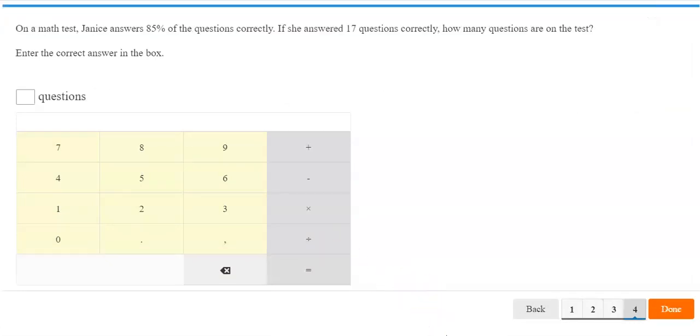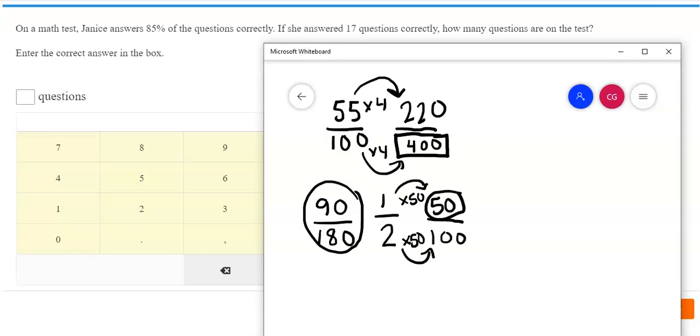And our last one on check understanding. On a math test, Janice answers 85%, so 85 over 100. She answered 17 correctly. How many are on the test? So she got 17 out of something. To get from 85 to 17, I'm going to be dividing. I'm going to divide by 5.